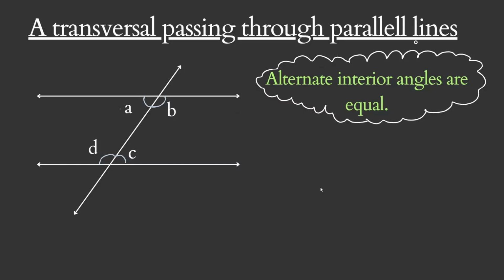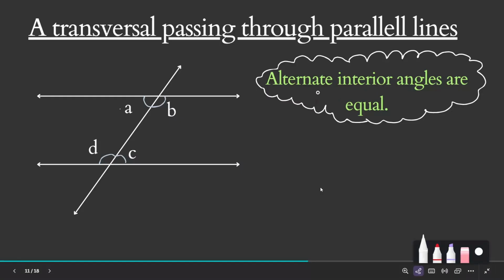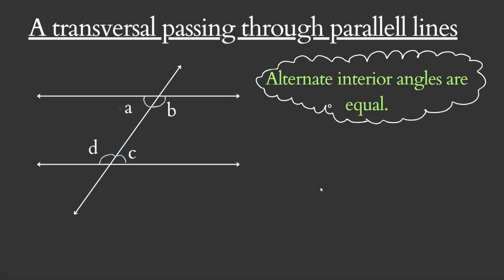A transversal passing through a parallel line. There is a parallel line, and one transversal is passing through that. Then the alternate interior angles are equal. Here the angles formed inside these parallel lines are equal. How are they equal? Angle A is equal to angle C. Angle B is equal to angle D. Means alternate A and C, alternate B and D. Alternate interior angles are equal.